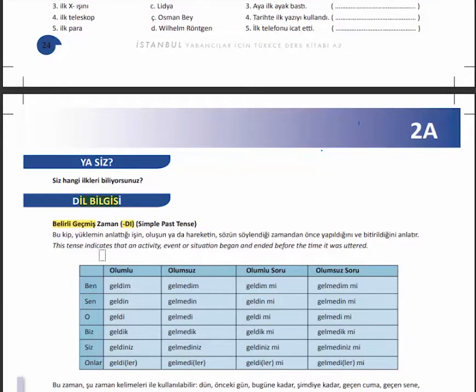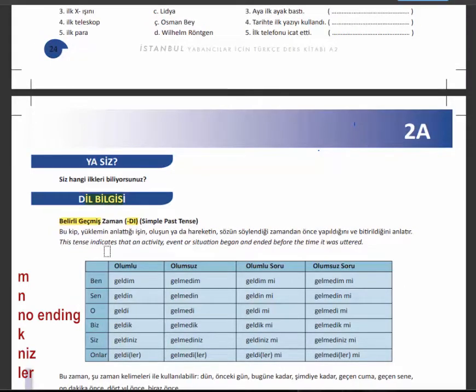Now when this tense is used with personal pronouns, it makes endings. For example, with ben it makes the ending m. For sen it makes n. For o, he, she, it, there is no ending. For biz, for us, it makes k. For siz it makes the ending niz. For onlar sometimes it makes the ending ler.